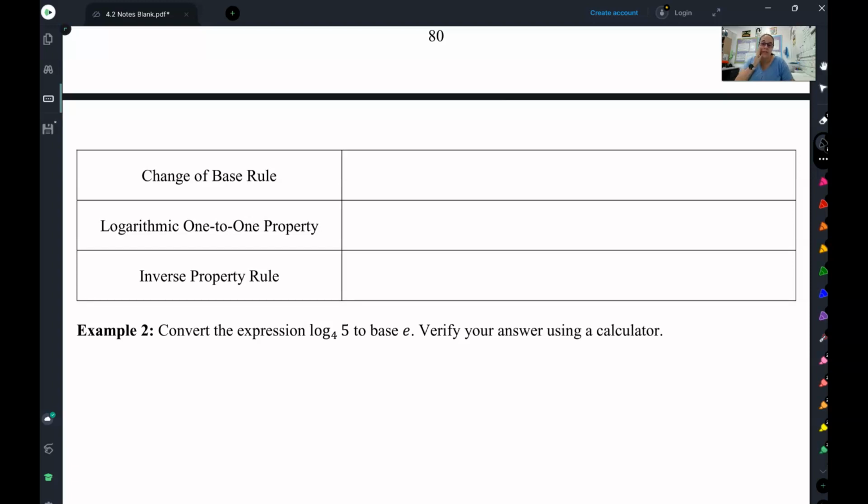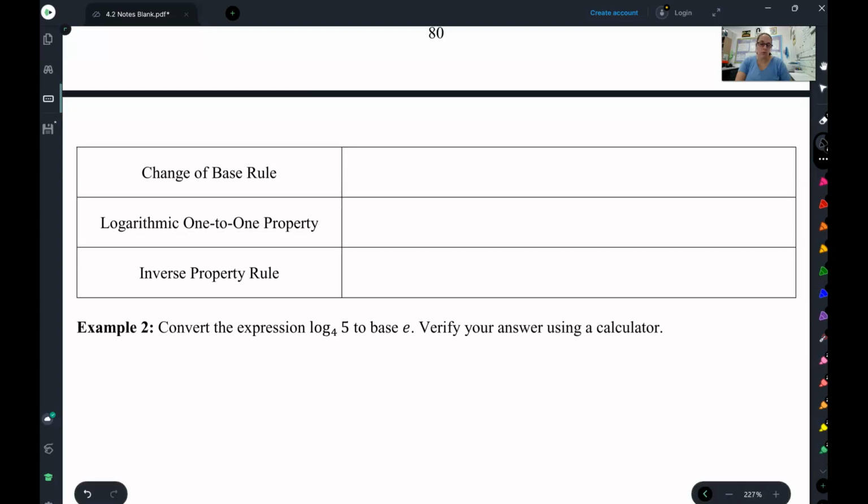Let's talk about the change of base rule. So I'm going to have you write it down and then we'll talk about it. Here's the change of base rule. It says log base b of x equals ln of x over ln of b, or it also equals log of x over log of b.